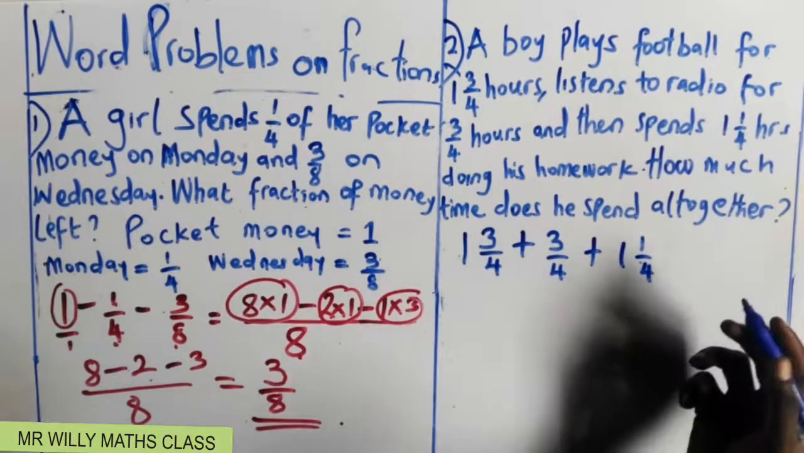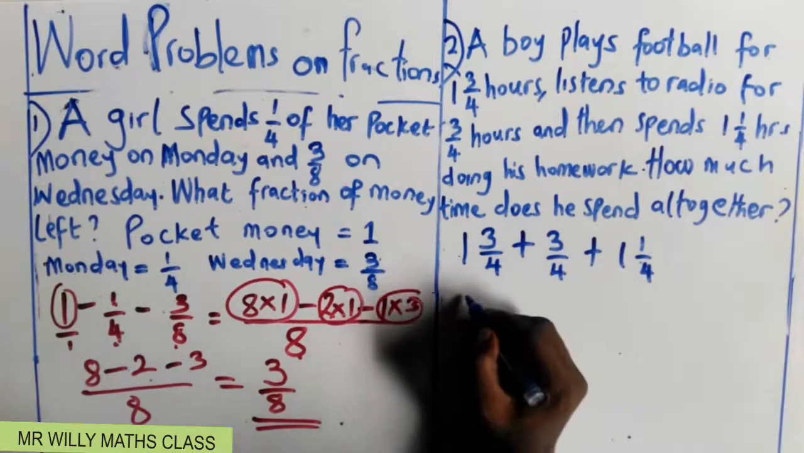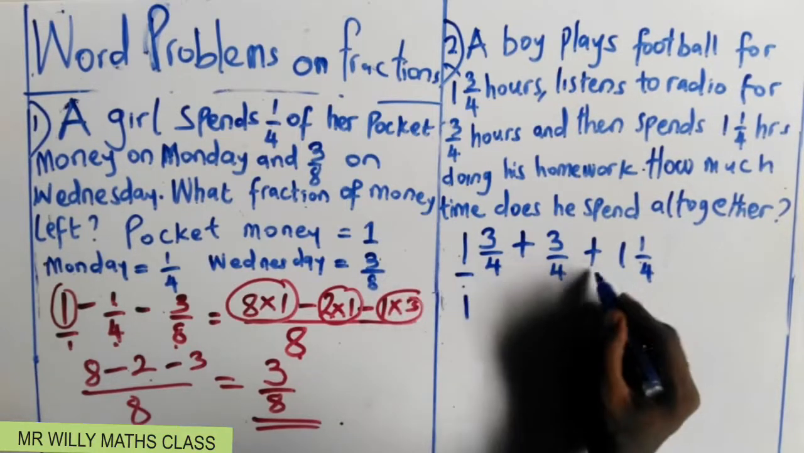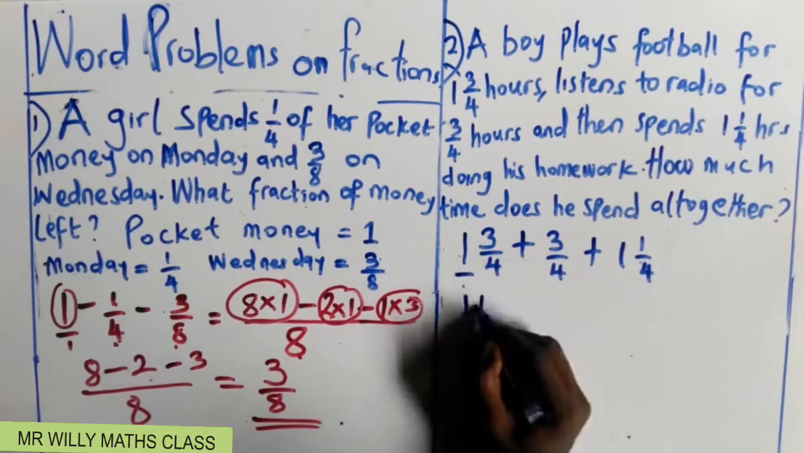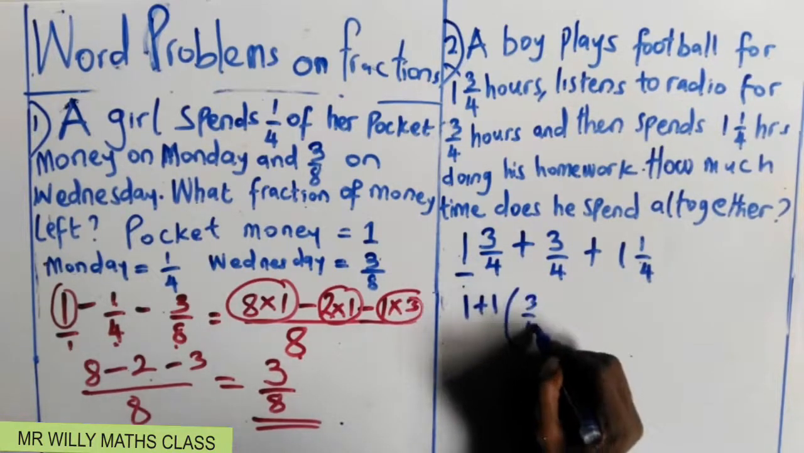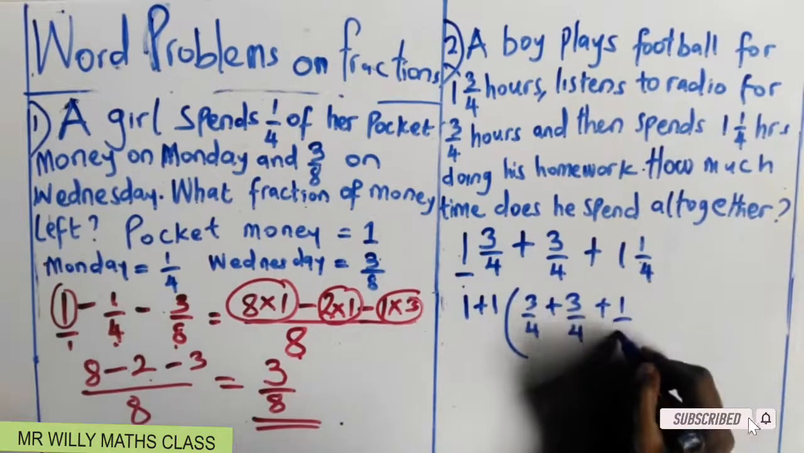So what's next? Now that we have all the fractions, you can just proceed to solve. Bring the whole number part. We have the whole number 1 for this fraction, then we also have the whole number for this, that will be plus 1. And you put the fraction part inside the bracket, that will be 3/4 plus 3/4 plus 1/4.